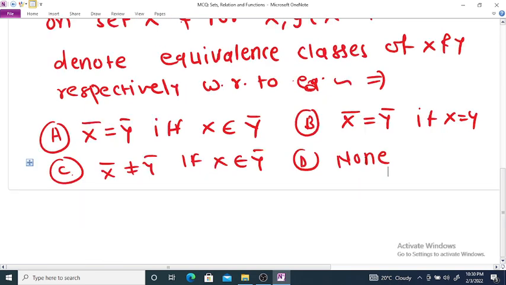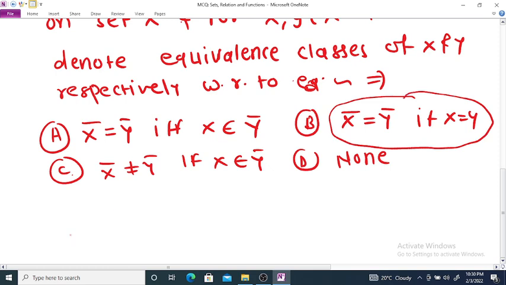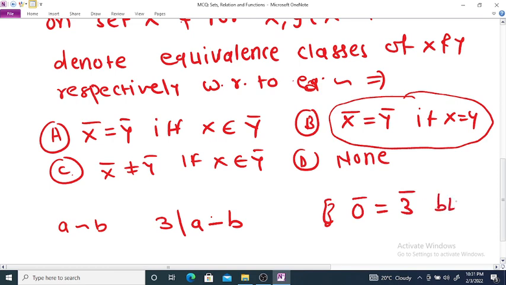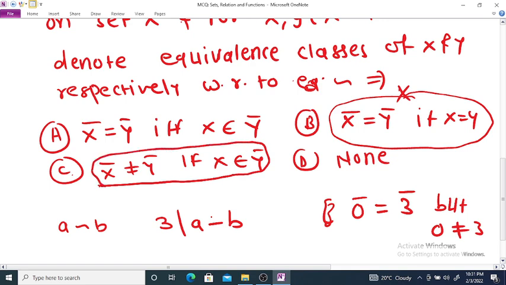So here x bar is equal to y bar does not imply x is equal to y. For example, if we take a simple relation, say here A related to B if and only if, say here, 3 divides A minus B. Under this relation, the equivalence class of 0 bar is the same as 3 bar, but 0 does not equal 3. So this option is not correct. Again, we know that if x bar equals y bar, then x belongs in y bar. So this option is not correct.